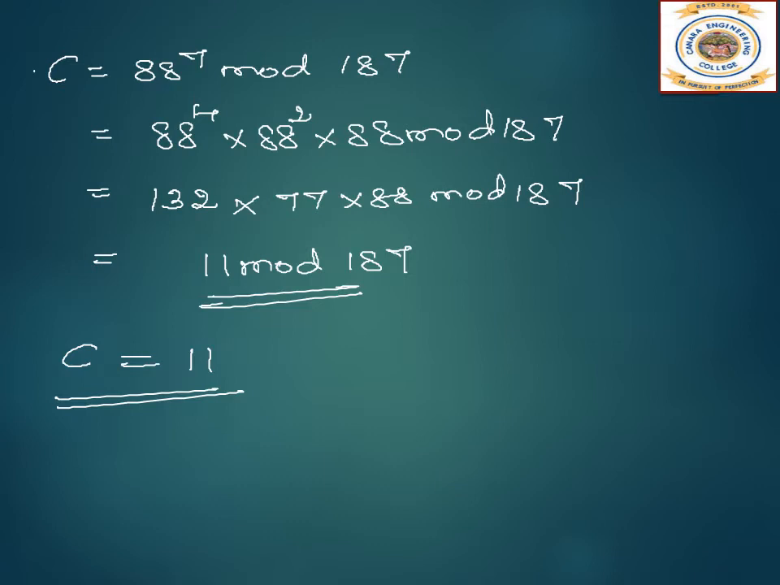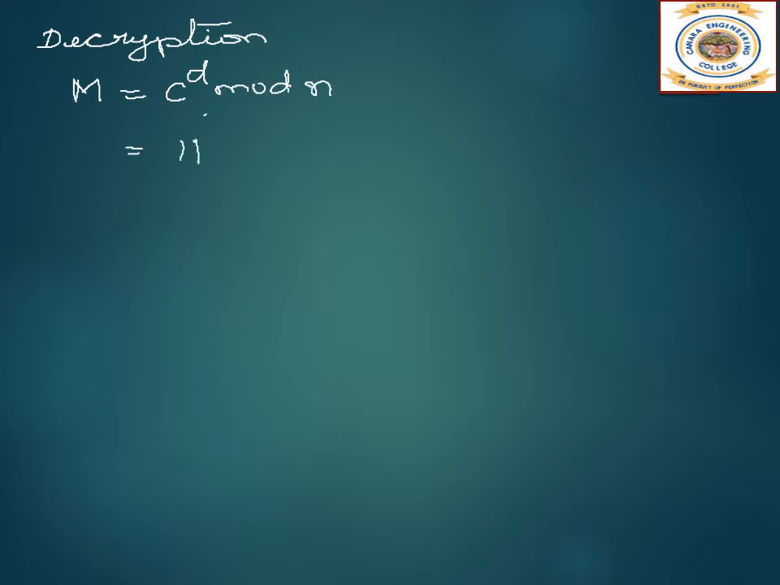Now next we will see the decryption process. Now let us continue with the decryption process. In decryption, we need to find the plain text M. We already know the answer for this, but let us see whether the encryption process we have done is correct or not by doing the decryption process. So M is equal to C to the power D mod N. What is C? C we got as 11 and D is 23, mod 187. Now again 11 to the power 23 is a very huge number, so we'll do the powers in stages.